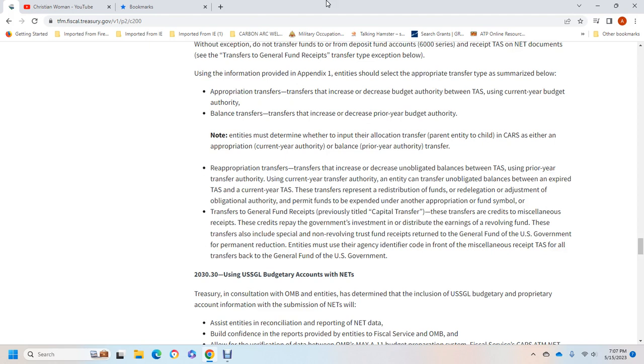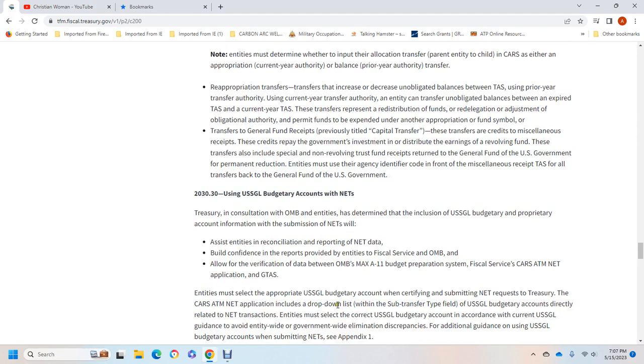2030 USSGL budgetary non-expenditure transfers. Treasury account with the Office of Management and Budget, and determine they include the USSGL budgetary account prior to confirmation submission for the non-expenditure transfers, along with the reconciliation report with the non-expenditure transfer data, with the official verification data of the Office of Management and Budget, MAX A-11.